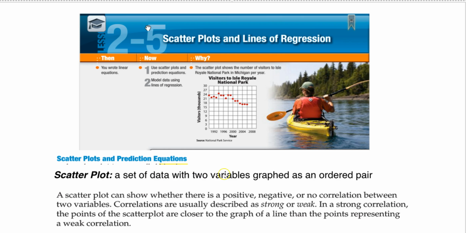It's a set of data whose two variables graph as an ordered pair. All that means is you're going to get data on something, like they have here, right? Here we're looking at visitors to Isle Royale National Park. You can see, okay, in 1992 there were about 22,000 visitors. In 2000 there were about 21,000 visitors, and so on. It's just a way to place your data, and you can do it of anything.